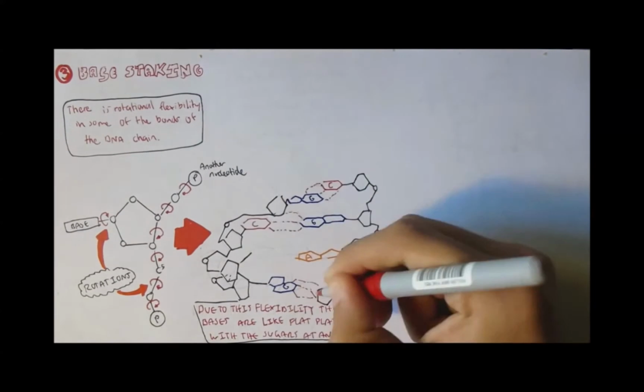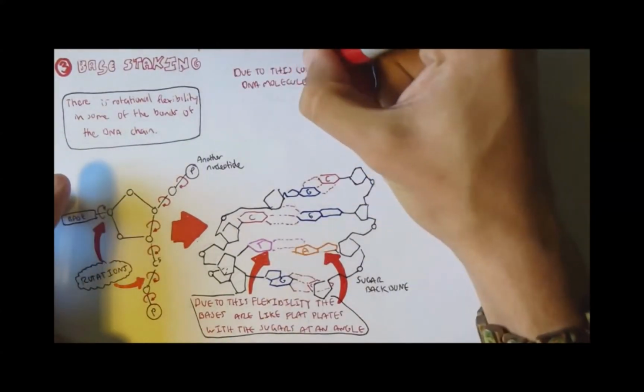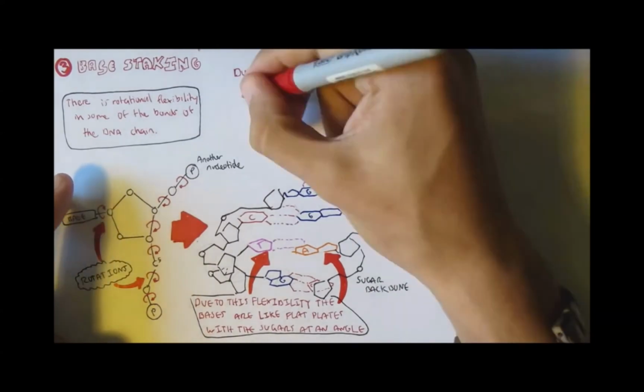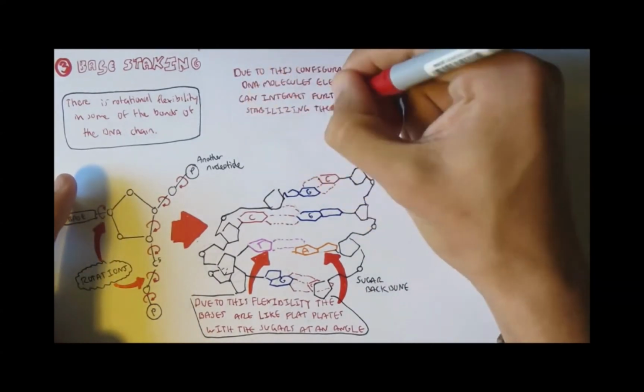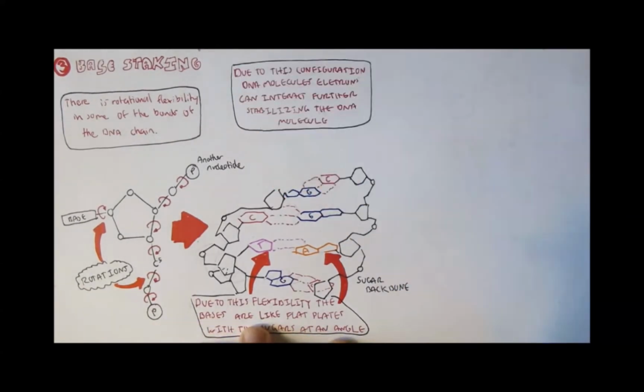So here we have the sugar backbone, and here we have the bases. As you can see, the DNA structure looks something like a staircase and all wobbled up. And that is why, through this configuration, the DNA molecule's electrons can interact with the atoms of other molecules around, further stabilizing the DNA structure.